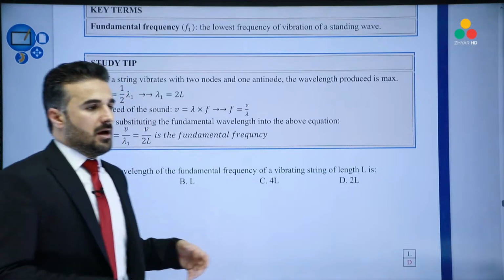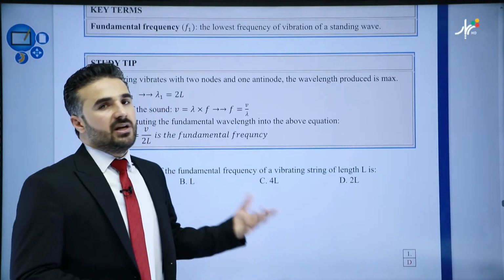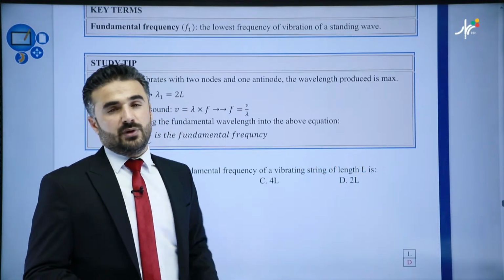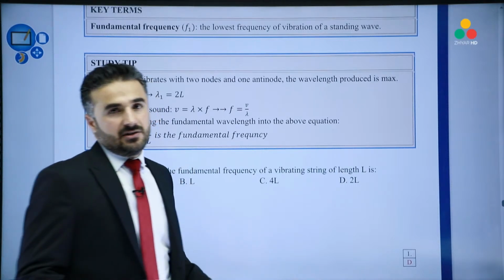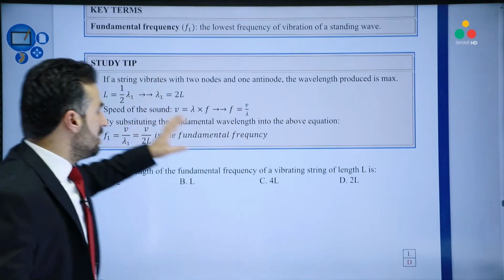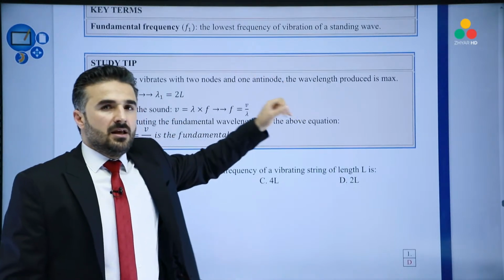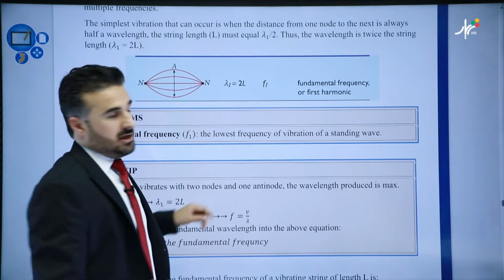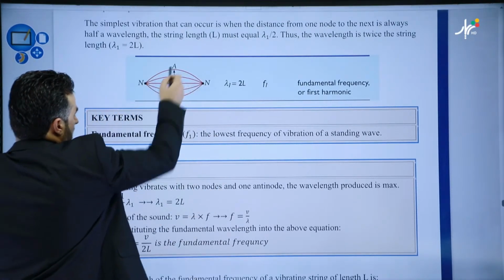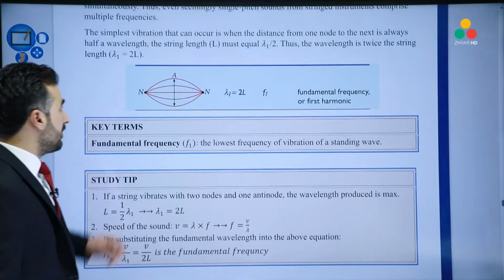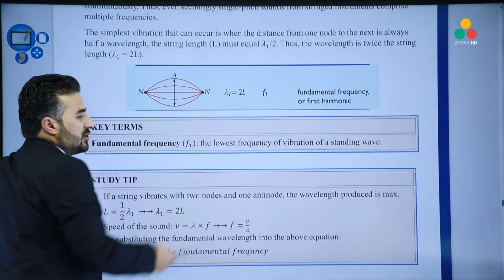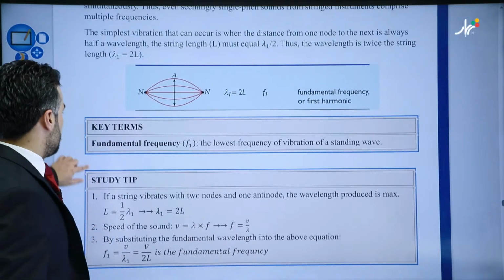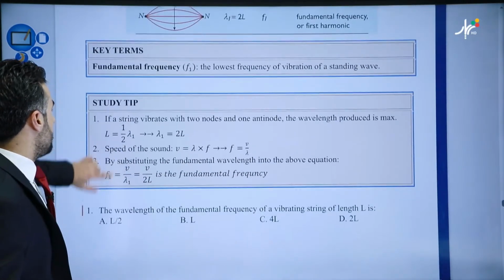What if they say, for example, when the string vibrates with 3 knots and 2 anti-knots? That is not the maximum wavelength, yeah? Or they can give you any other numbers. Let's say the string is vibrating with 10 knots and 9 anti-knots, yeah? But remember this: in order for the wavelength to be maximum, it has to be 2 knots and 1 anti-knot only, because the two ends would be knots, and of course this one is going to be the anti-knot. And don't forget, the distance from one knot to another is just half a wavelength, yeah? What if it is from one knot to an anti-knot? That is basically going to be a quarter of a wavelength.